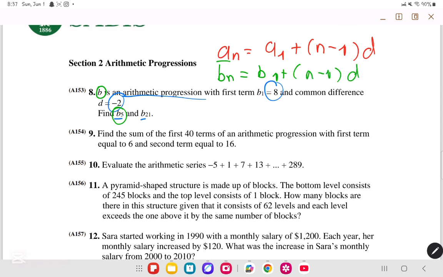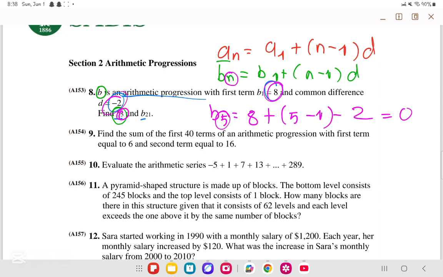Okay, so bn, we need to find b5. It's equal to what? To b1, which is 8, plus n, which is 5 in this case, so plus 5 minus 1 times the common difference, which is minus 2. So you will have to put this on your calculator, and you're supposed to get an answer of 0. So it's supposed to be 8 plus 5 minus 1 times minus 2. You will get an answer of 0.